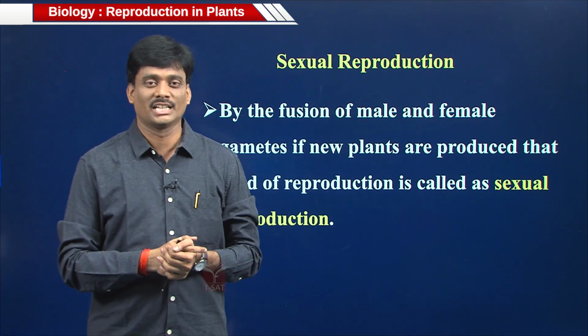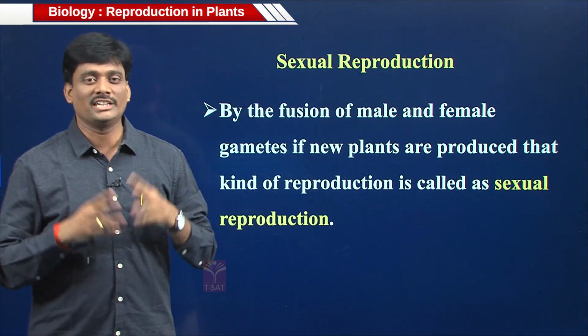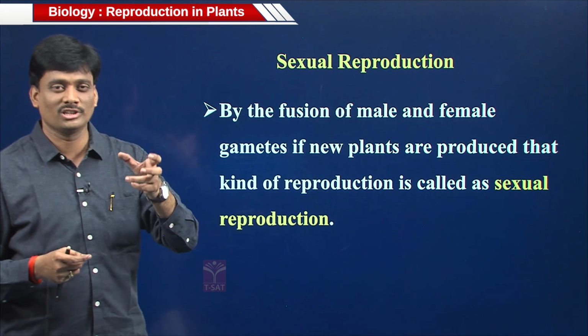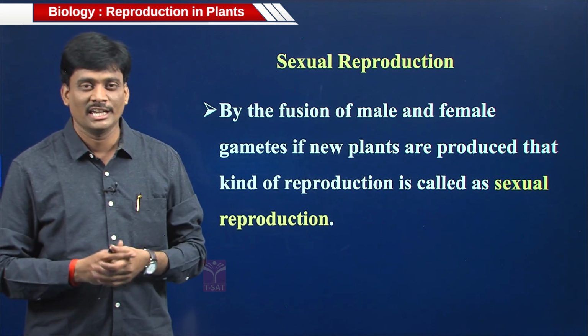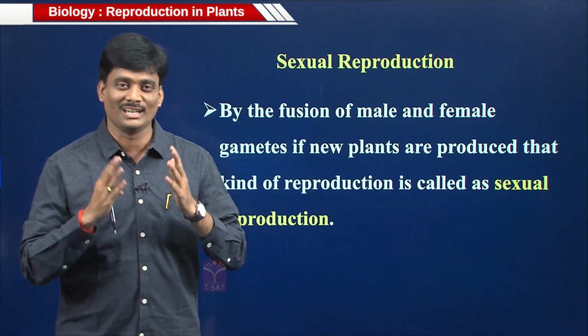And next, sexual reproduction. Here sexual reproduction is by the fusion of male and female gametes, that is, by the fusion of male and female parts. If new plants are produced this way, that kind of reproduction is called sexual reproduction.